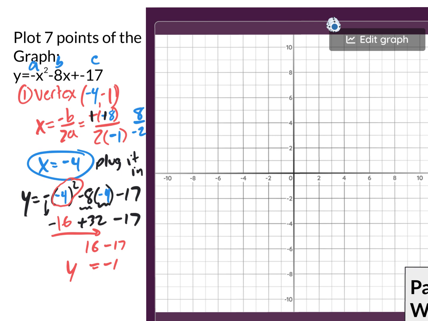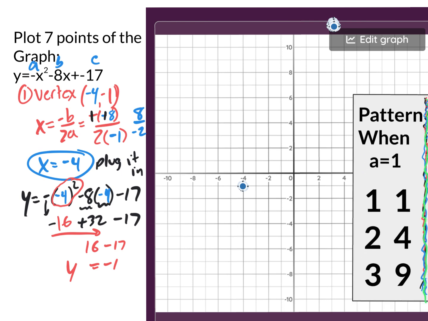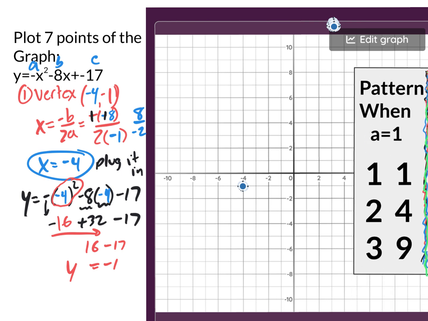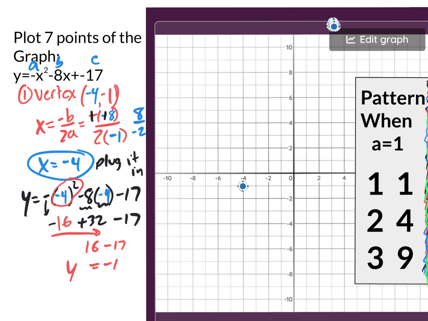And once again, from here, you could graph this most important point. That would be -4 on the x and -1 on the y, and you'd put the dot right there. Now, you could use an XY table and plug in more points, or what I recommend is, when a equals 1 or -1, use the pattern 1, 1, 2, 4, 3, 9. Because a is negative, that means it's going to be opening down instead of up.